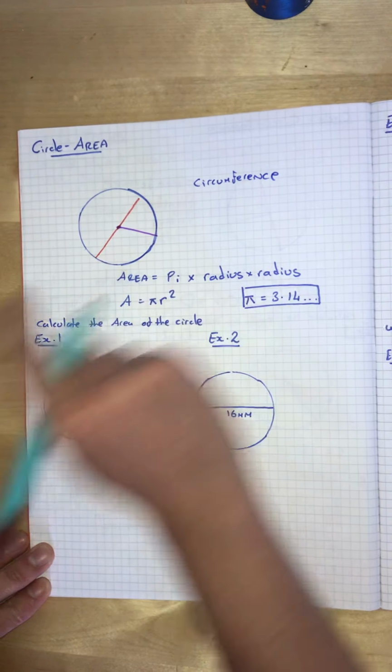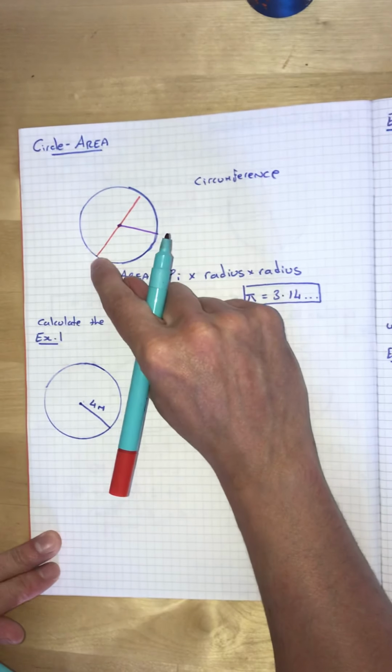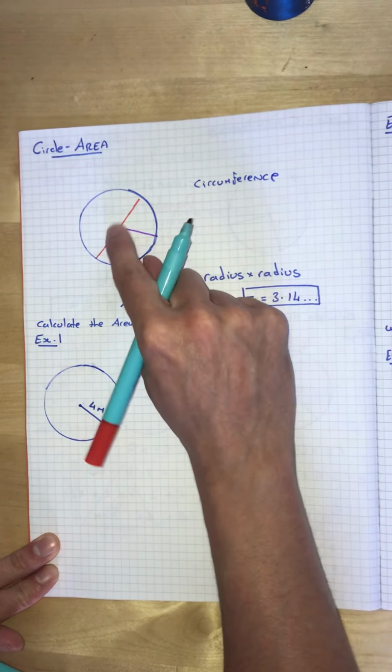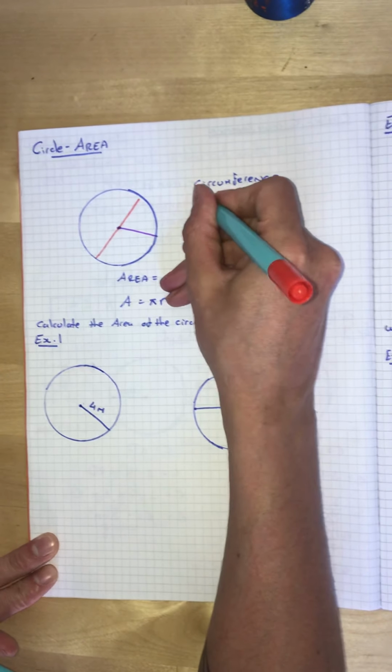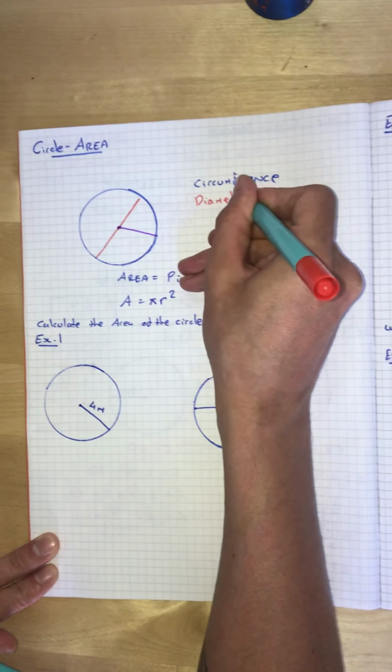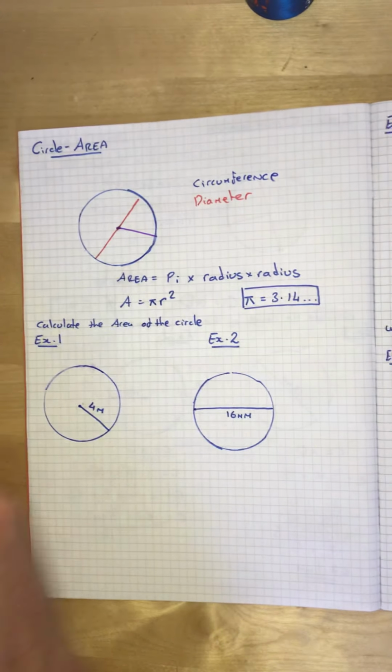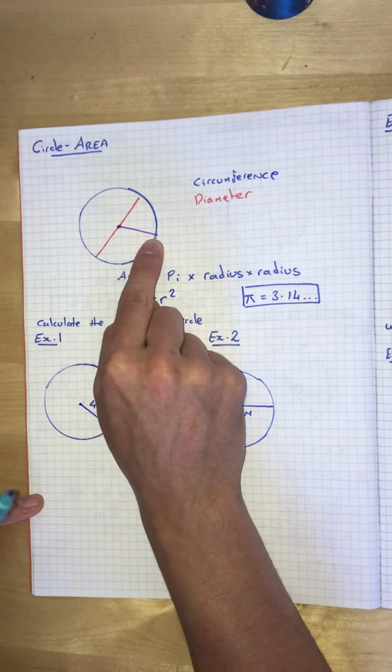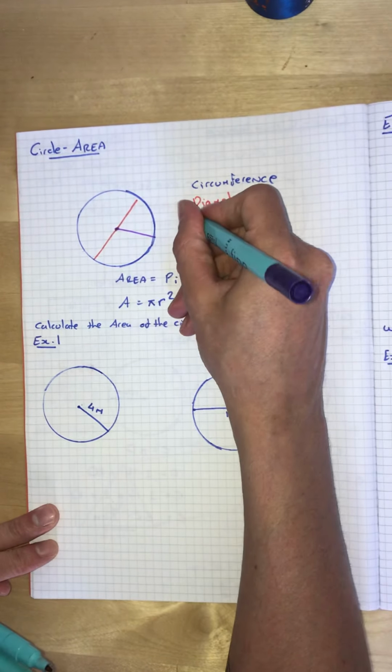We've got this line that goes from one side of the circle to the other side of the circle through the center, and we call that the diameter. And then we've got this line which goes from the center to the edge, and that is called the radius.